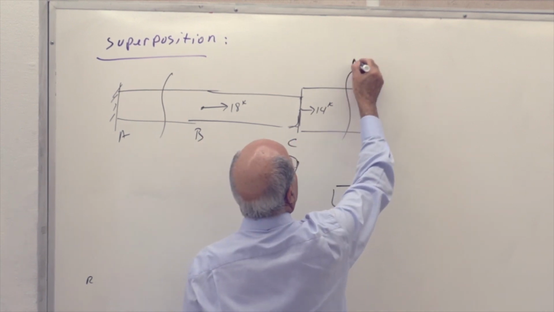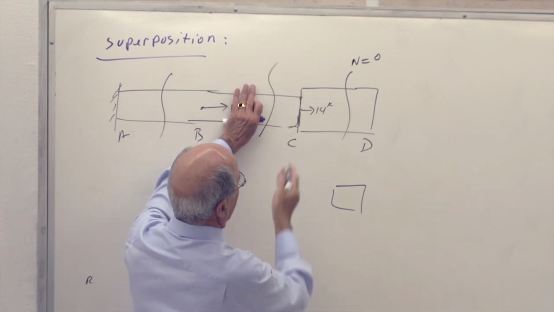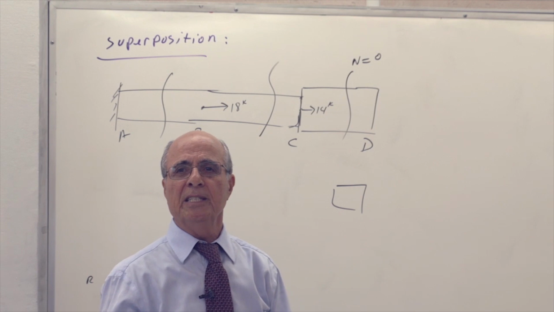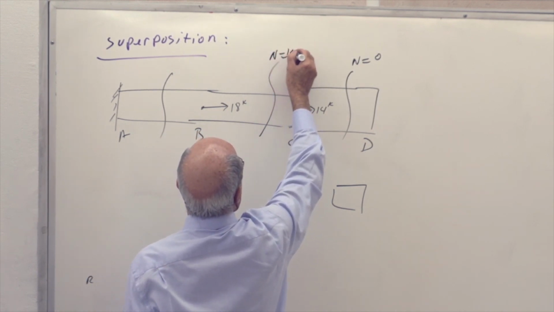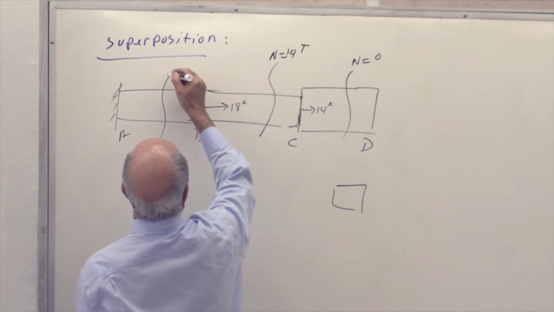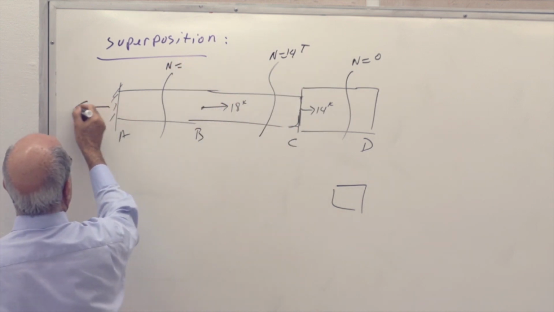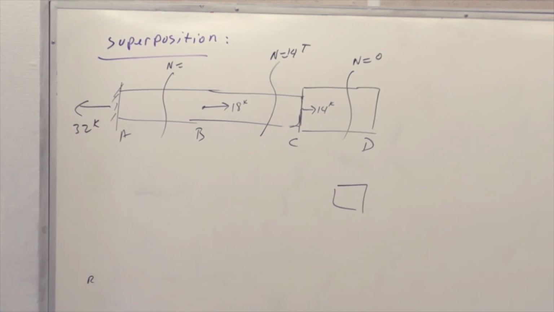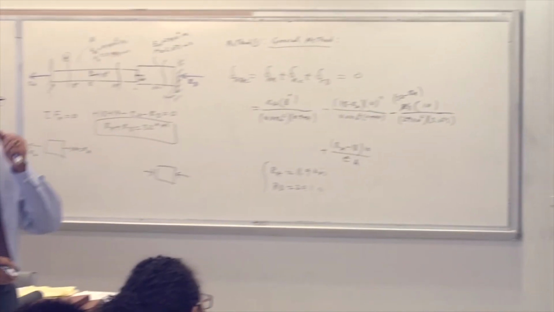The internal force here, N equal to 0. What's the internal force here? Look at it. It's very simple. The internal force there is 14 tension, correct? So N equal to 14 tension. So here, N equal to what? 32, because you have here a reaction of 32K. Is that correct? Because that's a determinate problem. I gave you this problem two weeks ago.